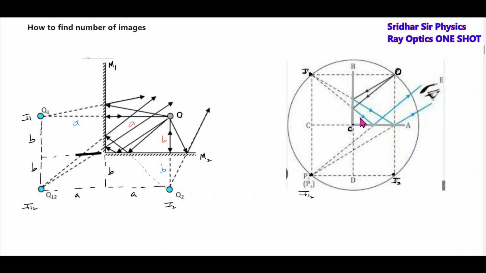So what is the condition? For any angle, what should be the center of the circle? The center of the circle should be the intersection of the two plane mirrors. How many images are formed here? 3 images. Now what is the angle between the mirrors? The angle between the mirrors is 90 degrees. Therefore the number of images formed will be 3. So we'll generalize this.